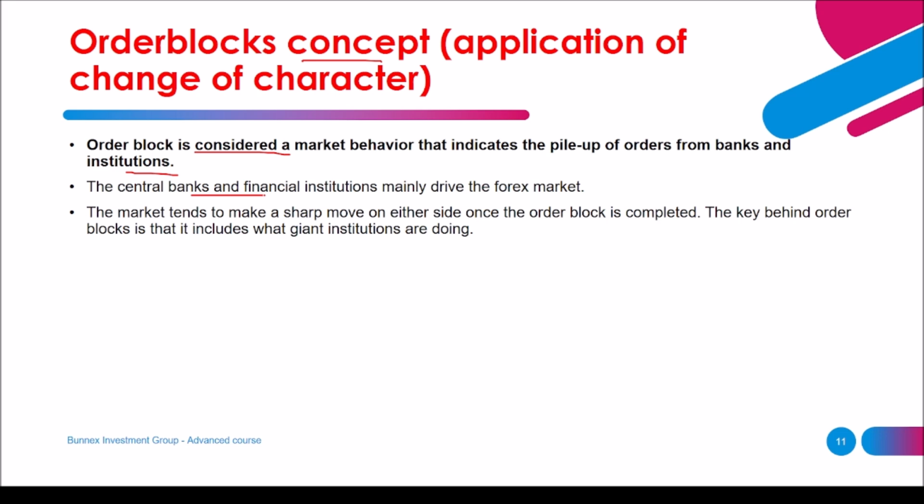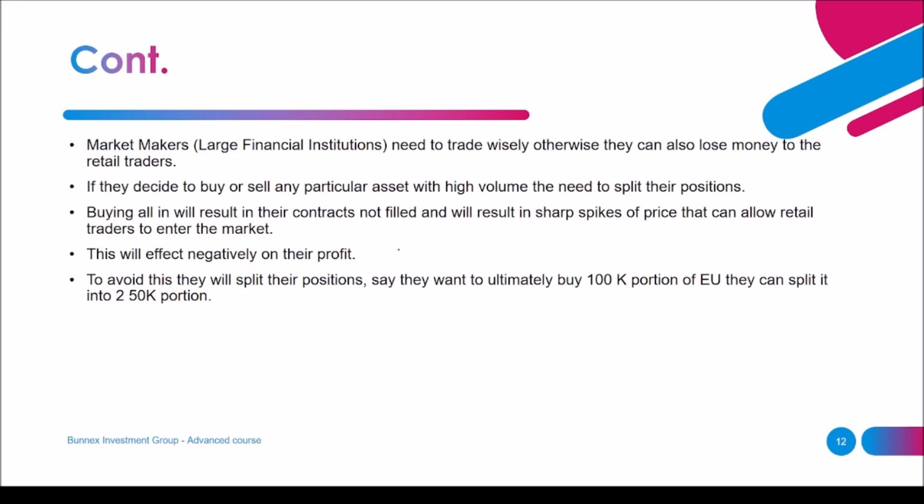The market tends to make sharp moves on either side once the order block is completed. Whenever the market makers, this smart money, get involved within the markets, we will see a very fast moving phase. The key behind order blocks is that it includes what giant institutions are doing, right? Market makers or large financial institutions need to trade wisely, otherwise they can lose money to retail traders. If they just come into the markets and put 13,000 lots on a support zone, usually everyone can see it, and their orders will remain unfilled. So it will be free funds to us, the retail traders. So they need to be wise.